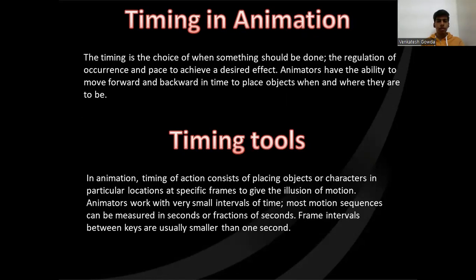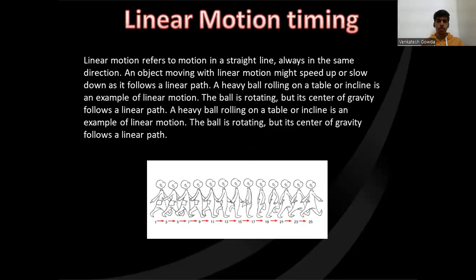In animation, timing of action consists of placing objects or characters in particular locations at specific frames to give the illusion of motion. Animators work with very small intervals of time. Most motion sequences can be measured in seconds or fractions of seconds. Frame intervals between keys are usually smaller than 1 second.